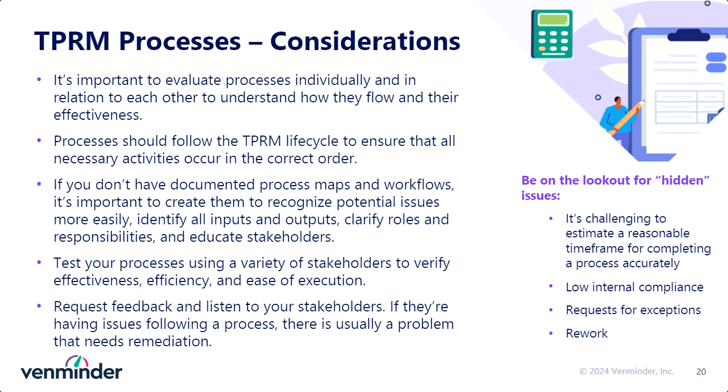Now, we also want to keep our eyes open for any hidden issues. One might be that it's really difficult to reasonably estimate the time frame that this process will take. Again, we might have low internal compliance, or we're seeing a lot of requests for exceptions, right? That means that something is not effective or efficient. And if we have to go back and rework or retool or do manual adjustments for the output of that process, there is usually an issue.